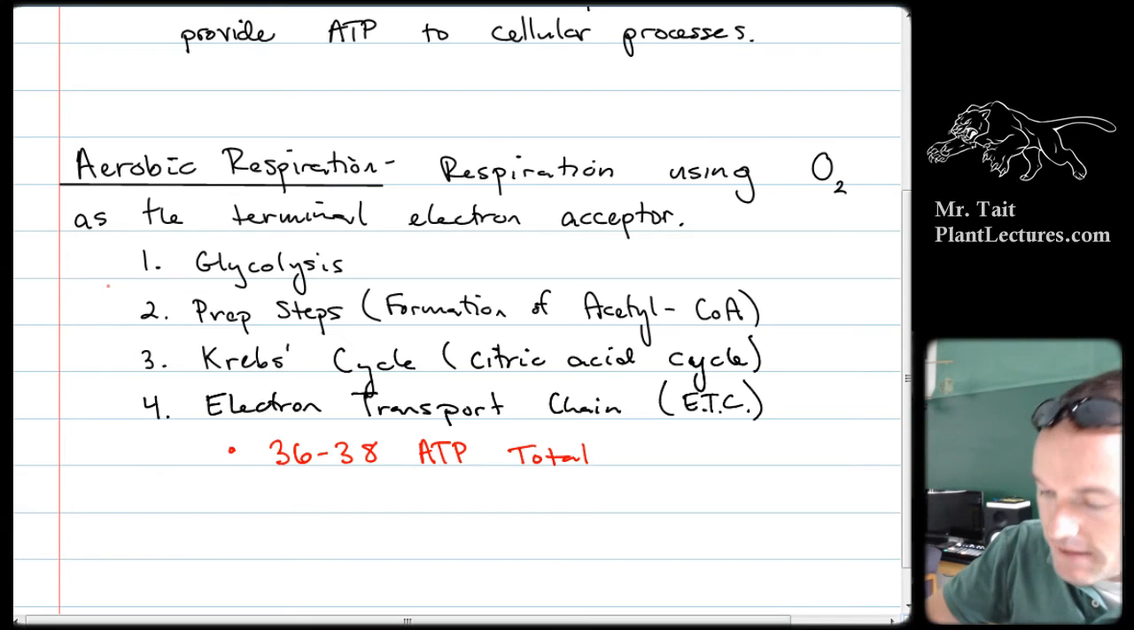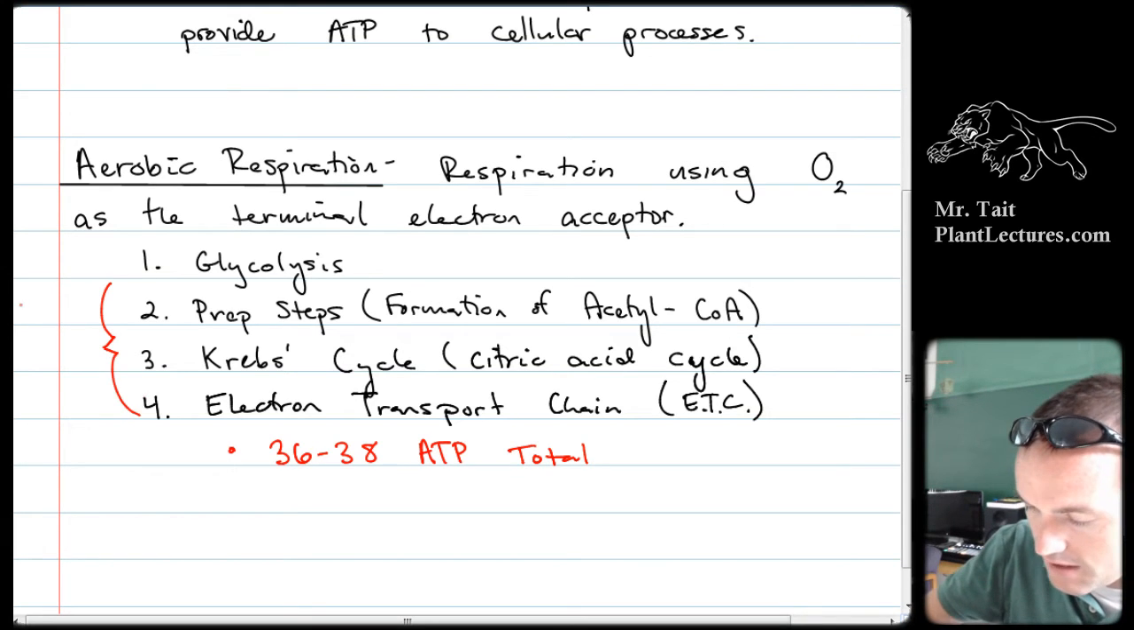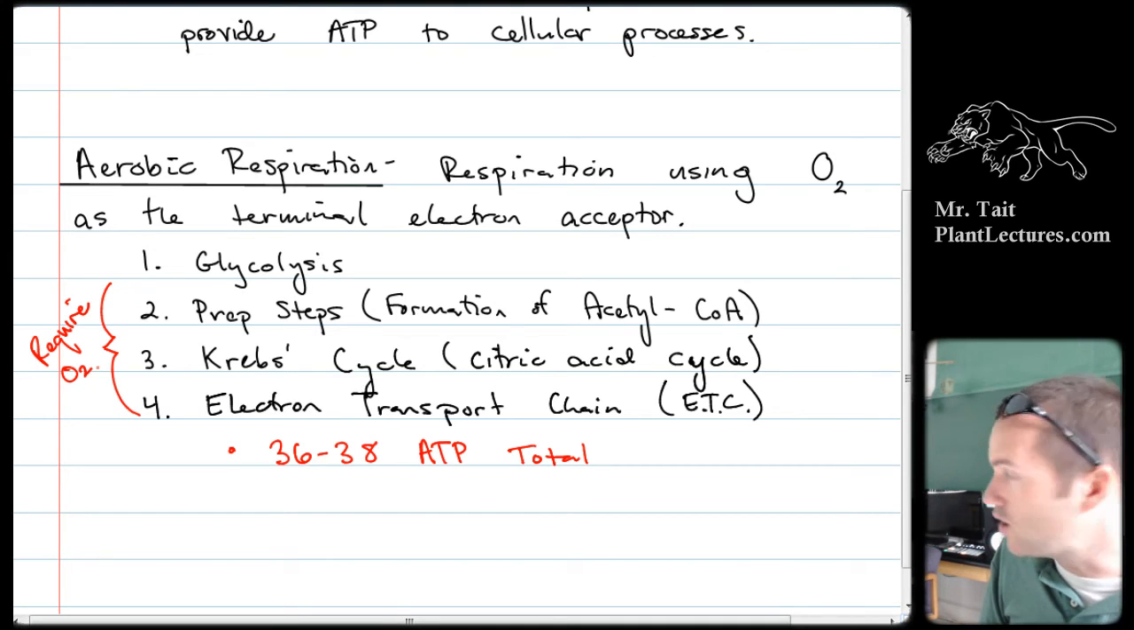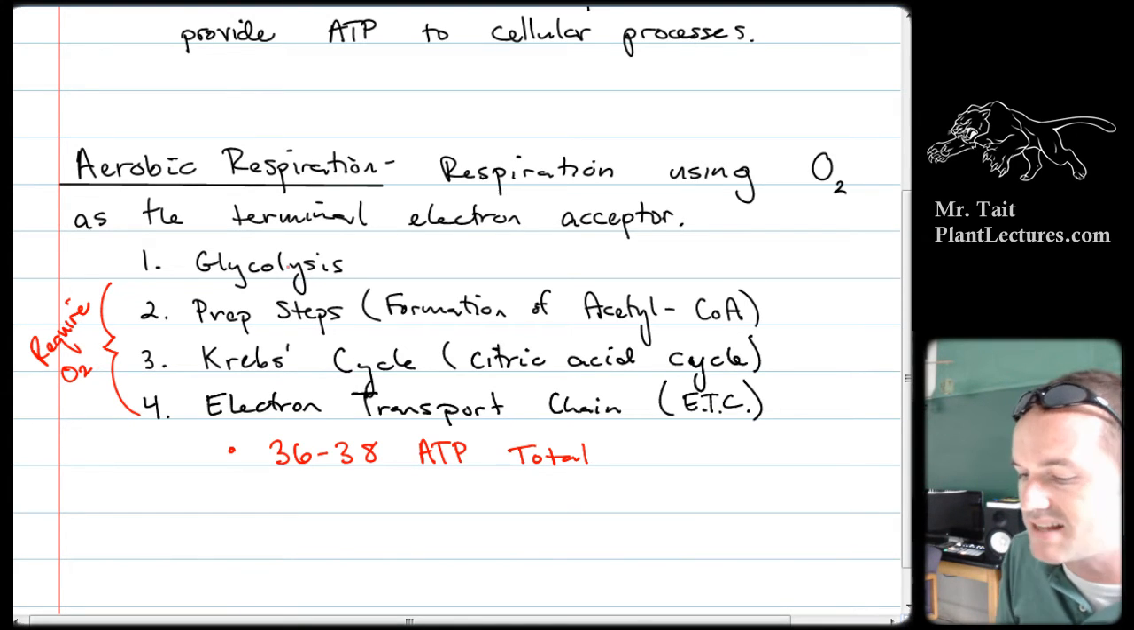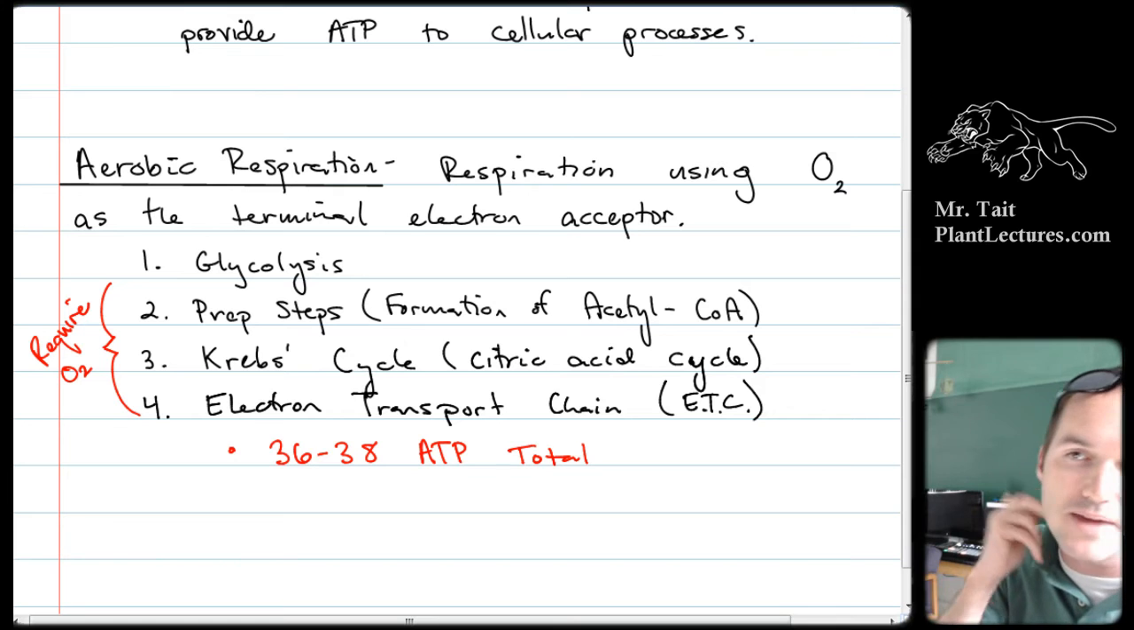Okay? These steps here, 2, 3, and 4, these require O2. You cannot do them if you don't have oxygen. Okay, so if you don't have O2, you're stuck with just doing glycolysis. And that's not the end of the world. Glycolysis is the oldest metabolic process.